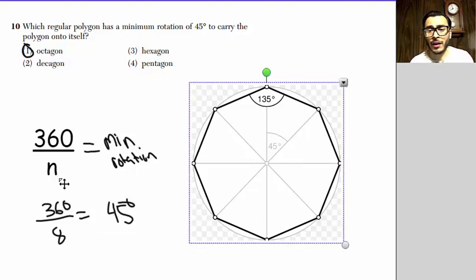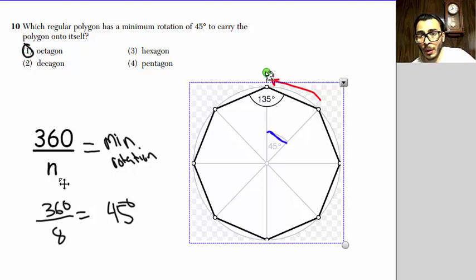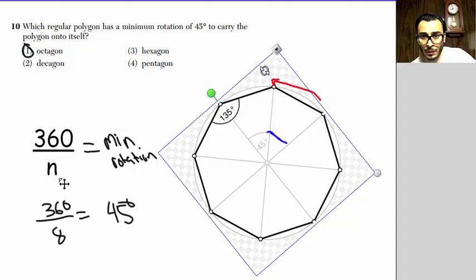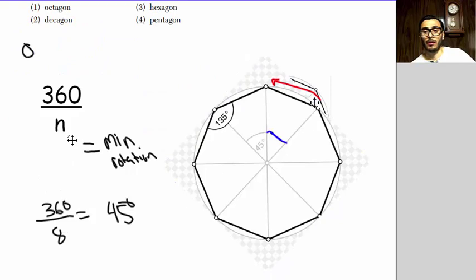But also, to show you what it means by carry onto itself, I have an octagon here. And you could see that the central angle here, let's call it, is 45 degrees. I'm just going to rotate this 45 degrees for you to show you that it will carry onto itself. So I'm going to rotate 45 degrees, and that means half of 90. So that should be 45 degrees right about there. So you see that the figure carries onto itself.